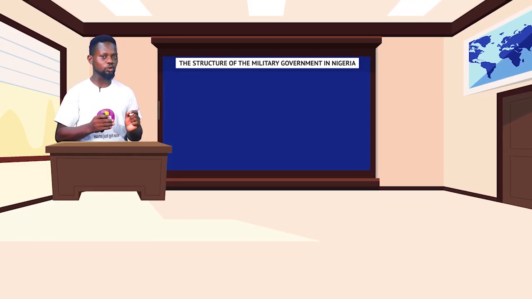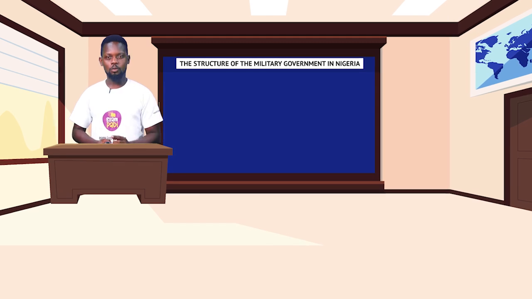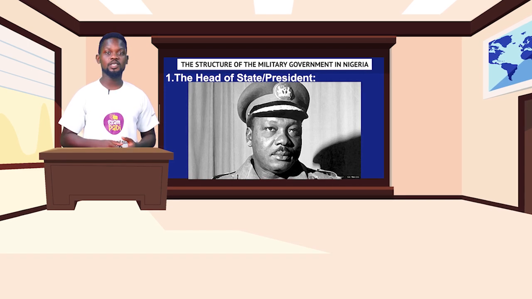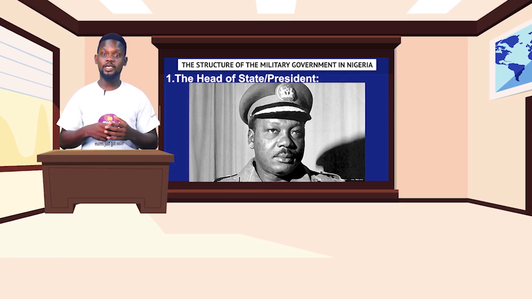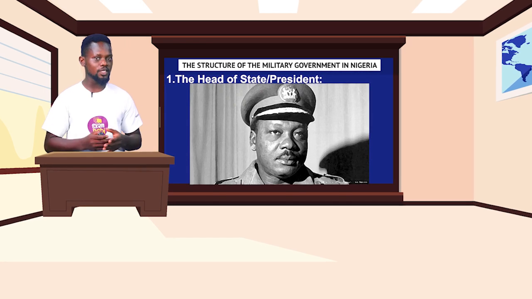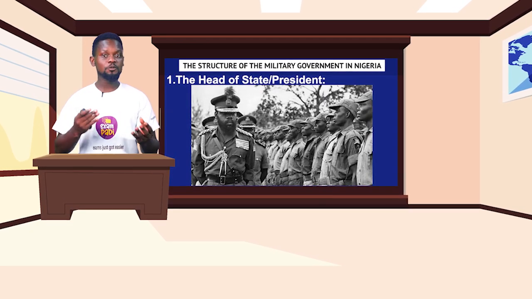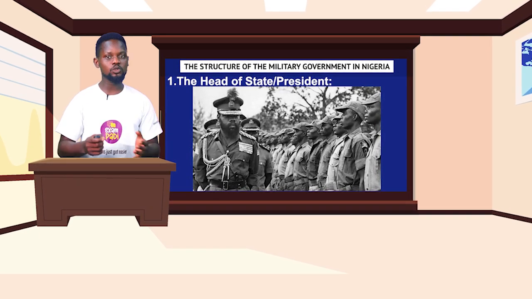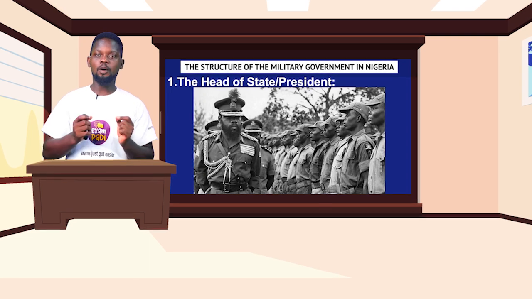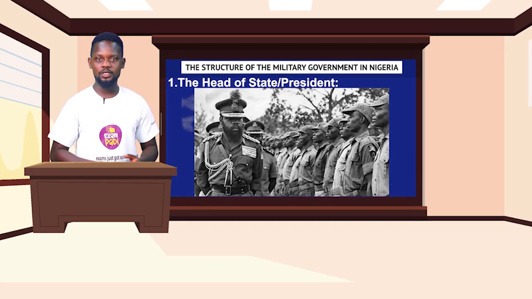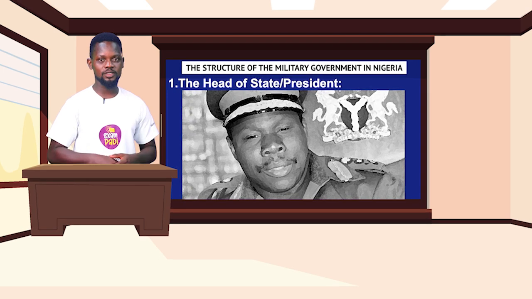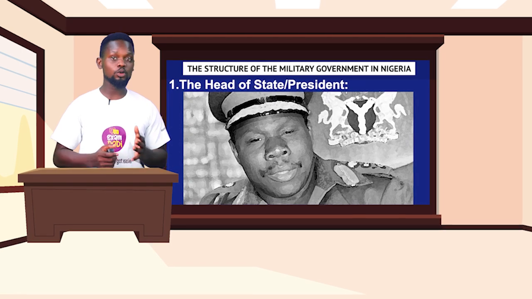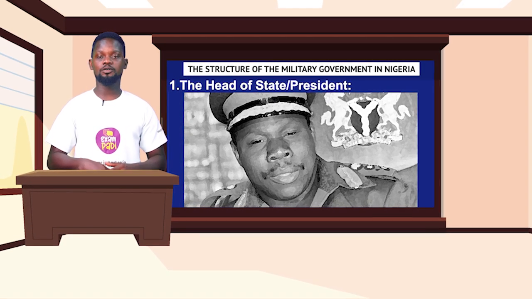Let's examine the structure of the military government in Nigeria. Number 1. The head of state or president. The head of state, sometimes called the president, is also the commander-in-chief of the Nigerian Armed Forces. As the head of state, he presides over the meetings of the Armed Forces Ruling Council, known as AFRC, the Council of States, and the Council of Ministers. His duty is to appoint and dismiss ministers, ambassadors, high commissioners, the chief justice, judges of the Supreme Court, High Court of Justice, and so on, all subject to the approval of the AFRC.